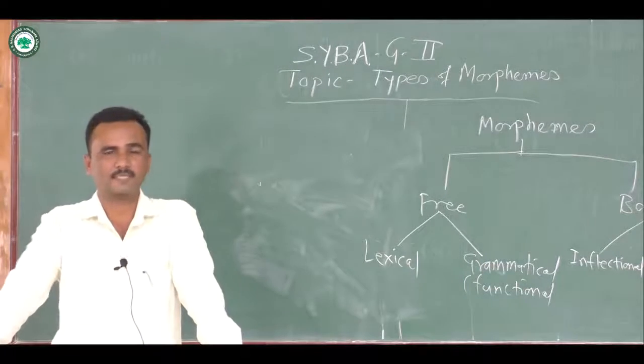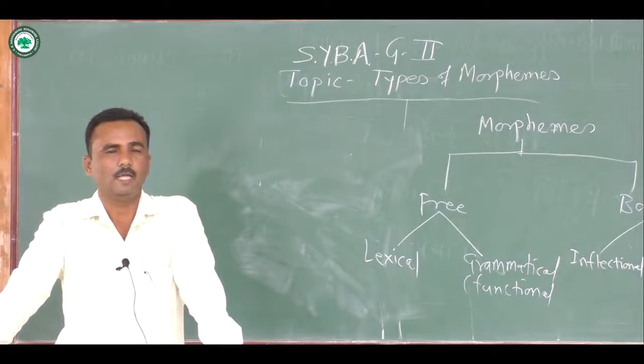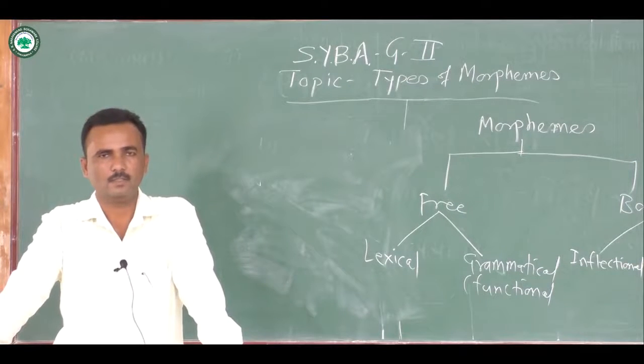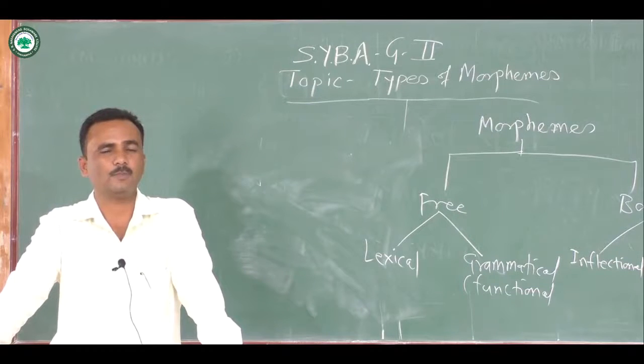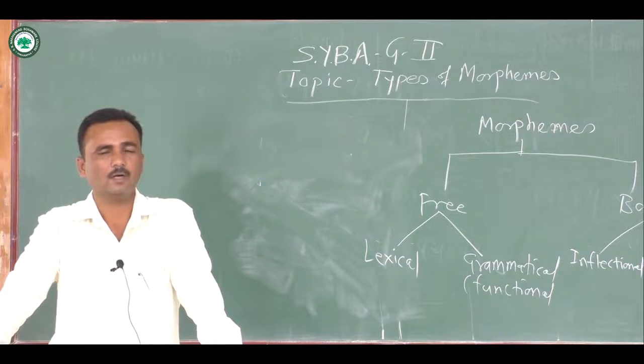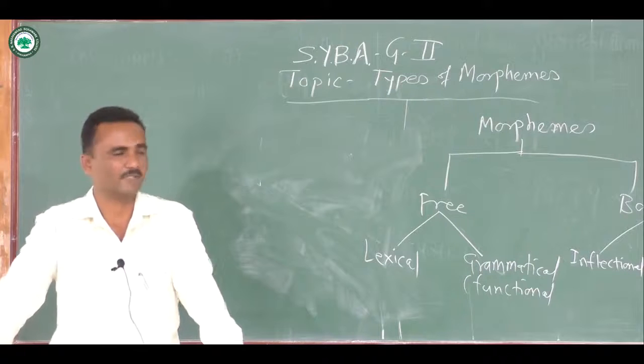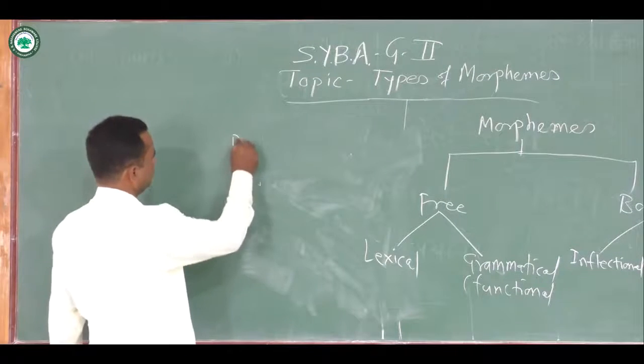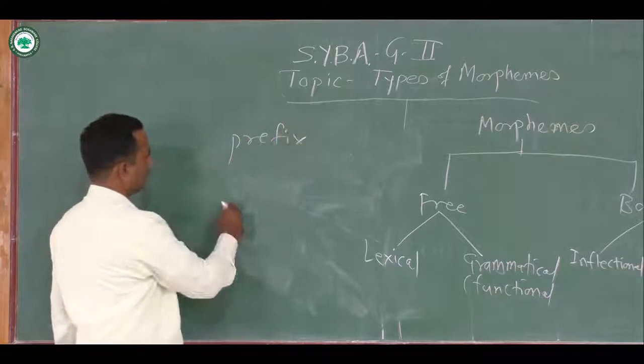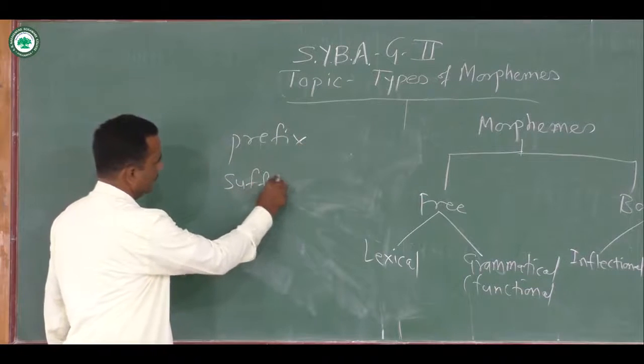So for the formation of words, affixation plays an important role. Some affixes come before the root, some affixes come after the root. The affix which is attached before the root or the base word or the main word is called a prefix, and the affix which comes after the root word is called a suffix. Now look at the words prefix and suffix.